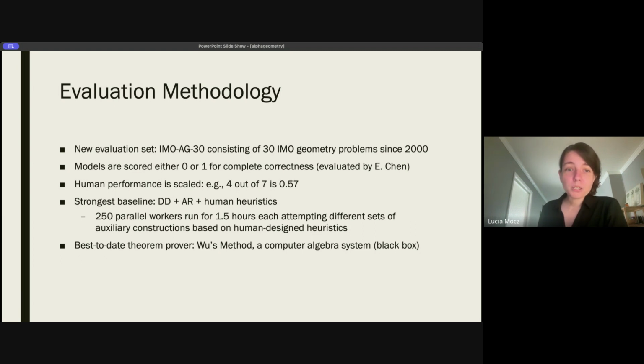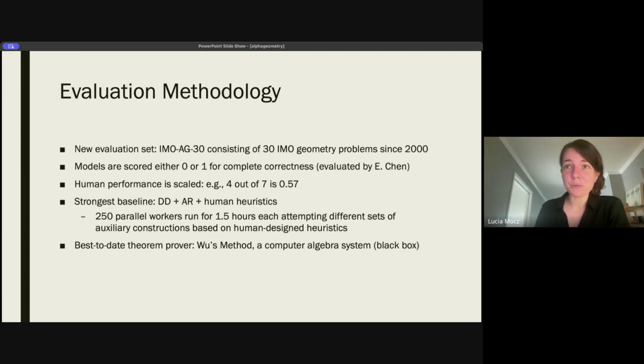And I also want to point out that they also compare to the best to-date theorem prover, which is known as Wu's method, which is a completely different type of method known as a computer algebra system. It does not use a symbolic engine. It does not use AI. We're going to take that as a black box since it's a very different approach to theorem proving. And we're only going to be using that as a comparison to see how well AlphaGeometry performs.